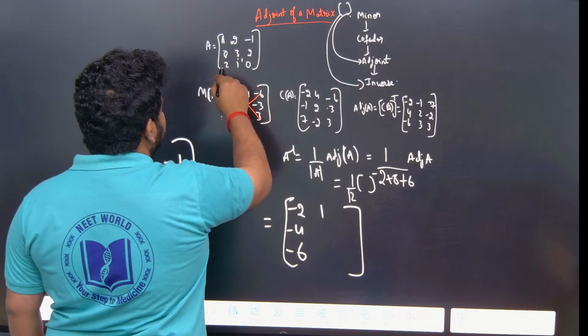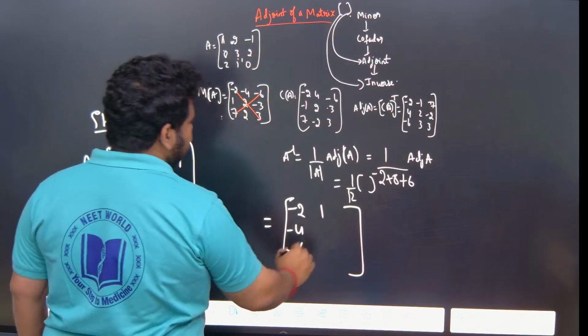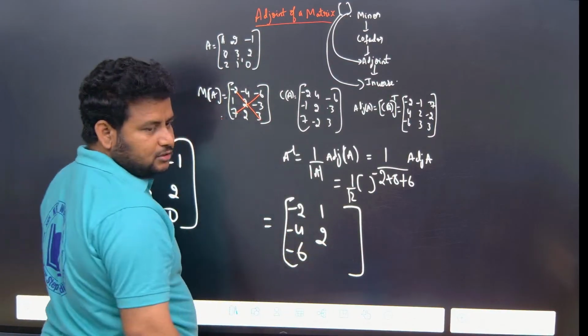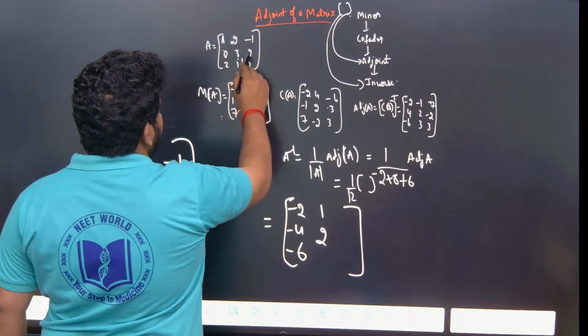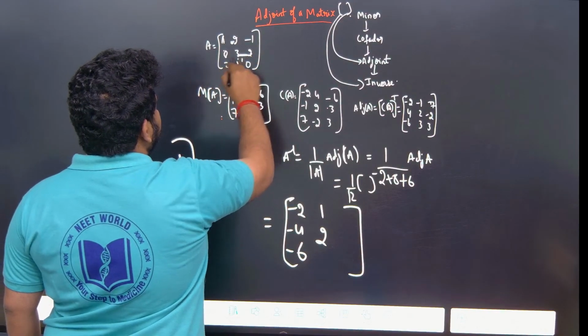1 into 0 is 0, minus 2 into 1 is minus 2, into minus 1 is 2. So, I should write 2 here. Now, what about this one? This will become what? 0. See this one, what will this become?